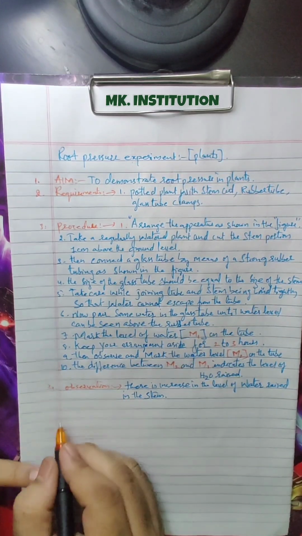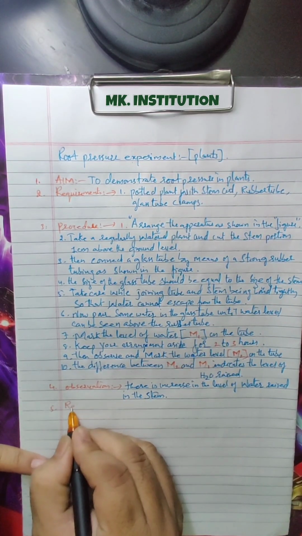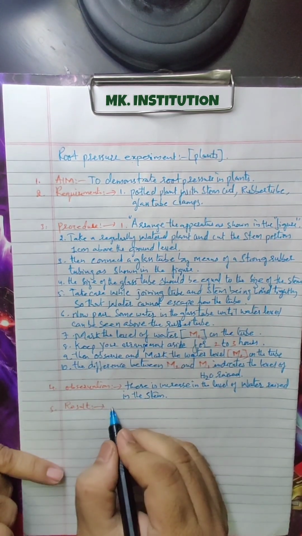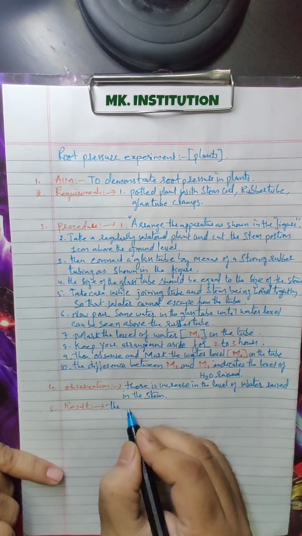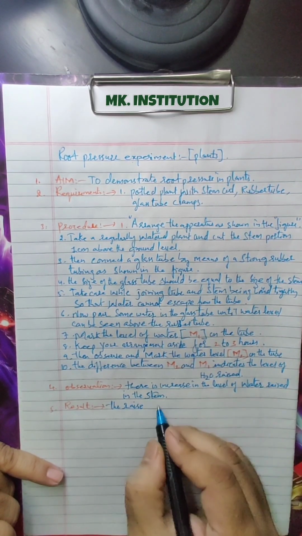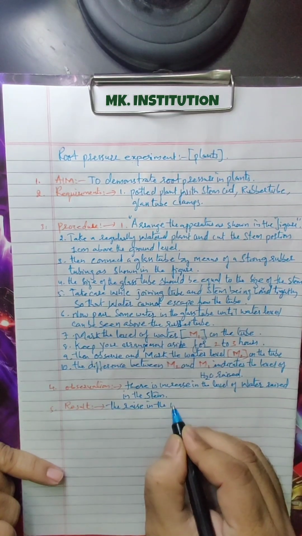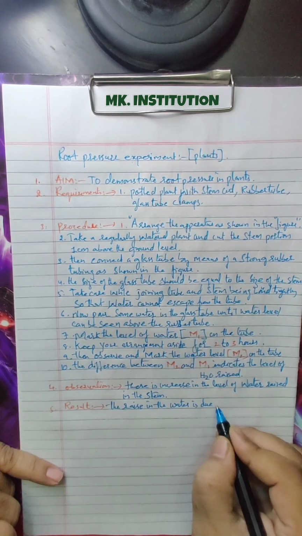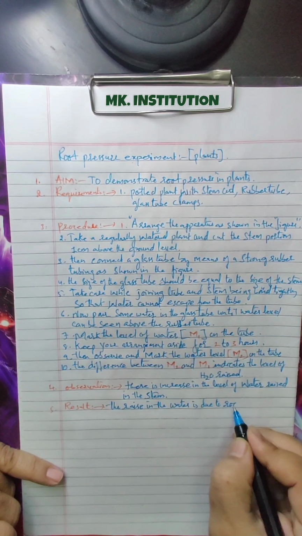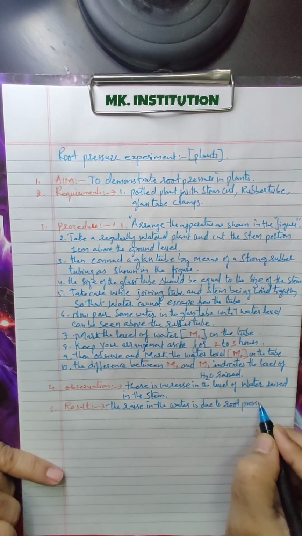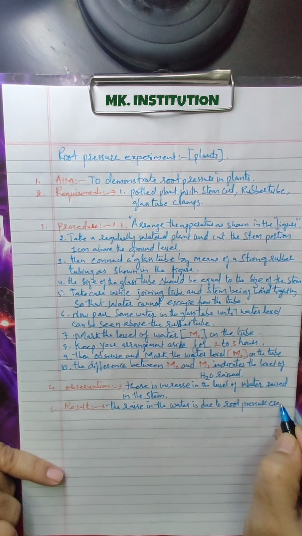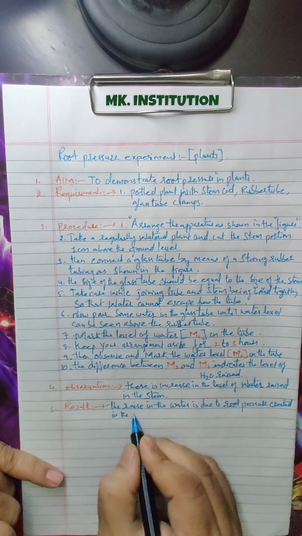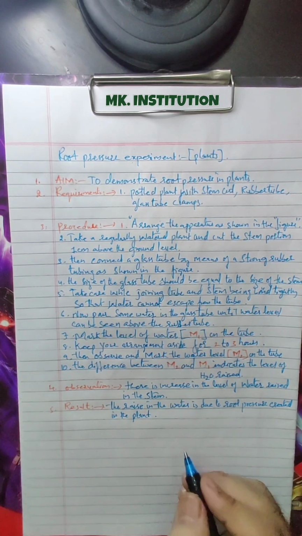Then finally the result you have to write. Fifth is the result. The raised water, the rise in the water, is due to root pressure. Root pressure created in the plant is the answer. Clear?